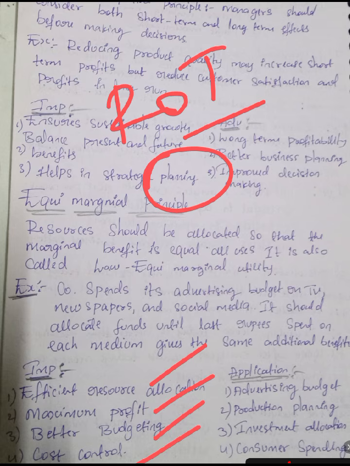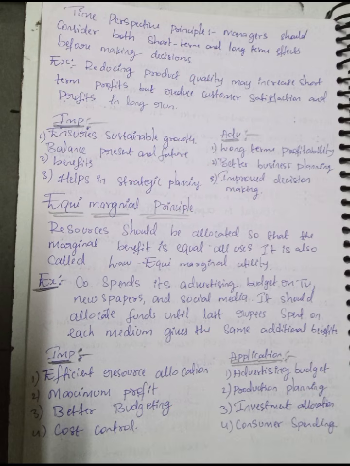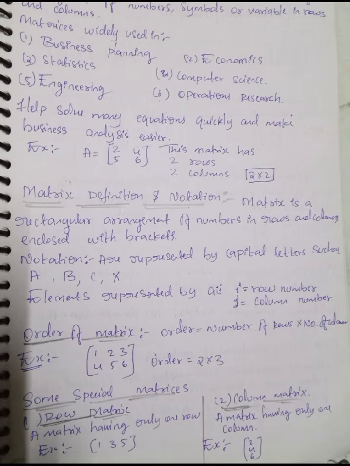Now, applications. Let's see where we can apply this kind of concept: on advertising budget, on production planning, on investment allocation and consumer spending. Am I clear? So almost all of this we have completed. Now let's discuss matrices.